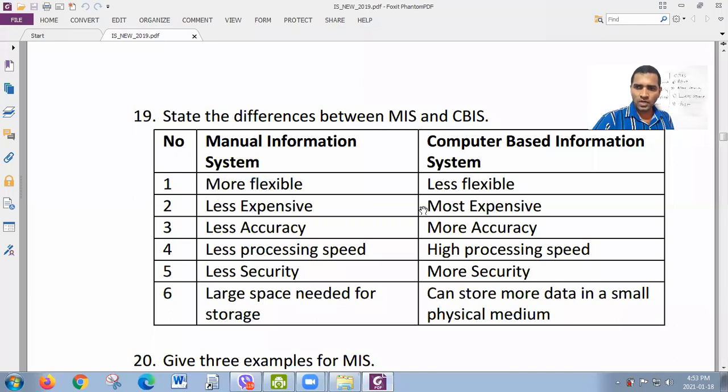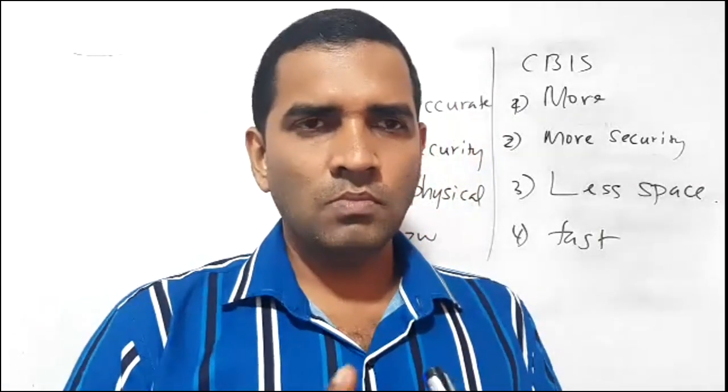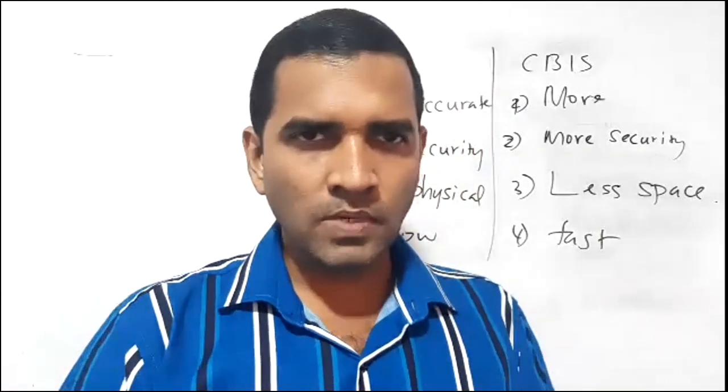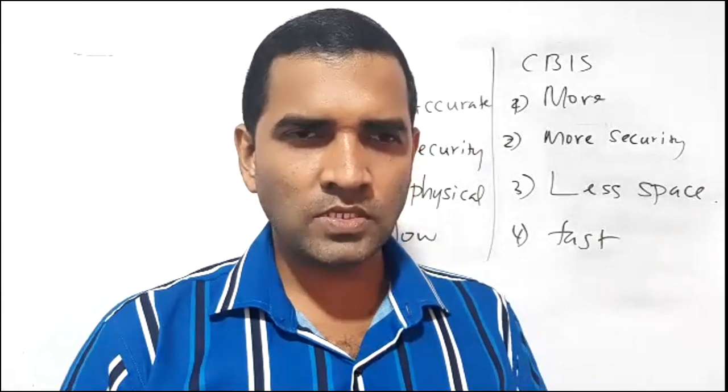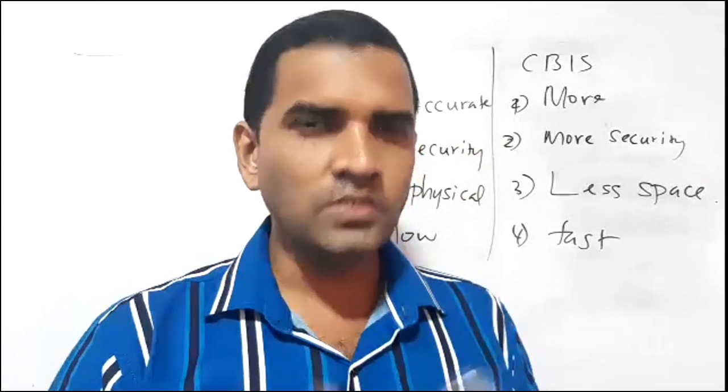Except the first point, you can understand the remaining points, right? Look at the first one. Manual information system is flexible, but computer is not flexible. Because in manual, flexible is, right? In English, flexibility is something which refers to adjustments.